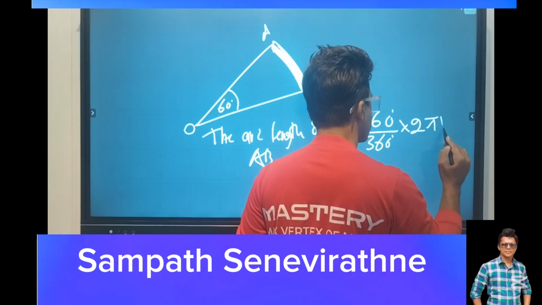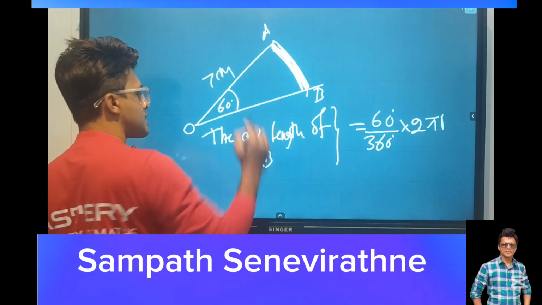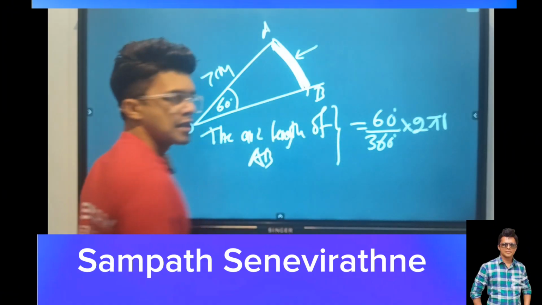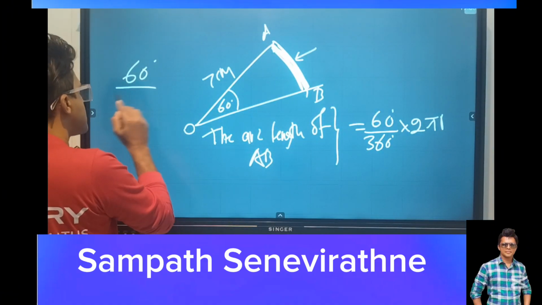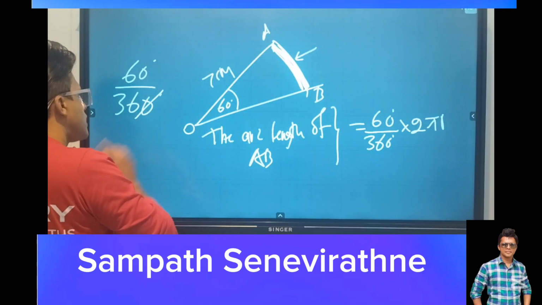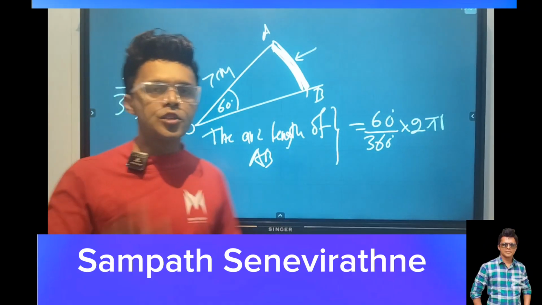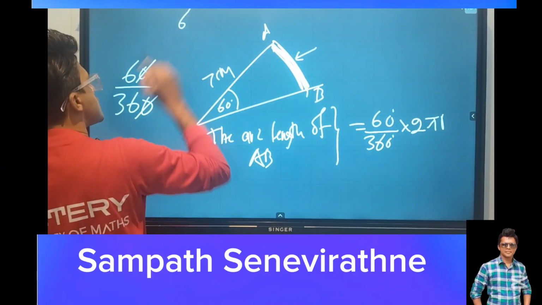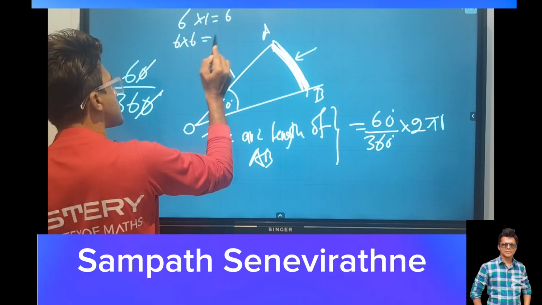Right now let's simplify this part. It gives that this is 7 cm. We are going to get the length of this part. So 60 over 360 degrees. How do you simplify this one? You could simplify this 0 and this 0, which means on both sides we divide by 10. So here, 6 is a multiple of 6. 6 times 1 is 6. 6 times 6 is 36.